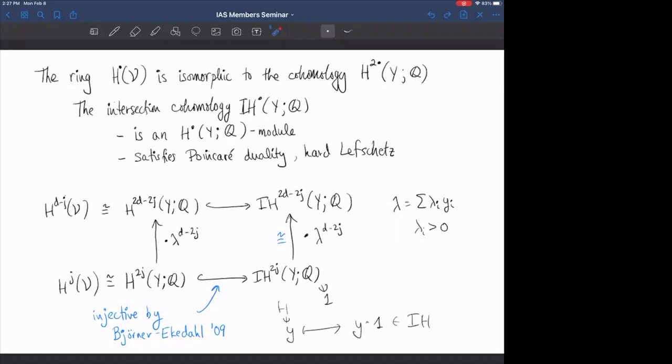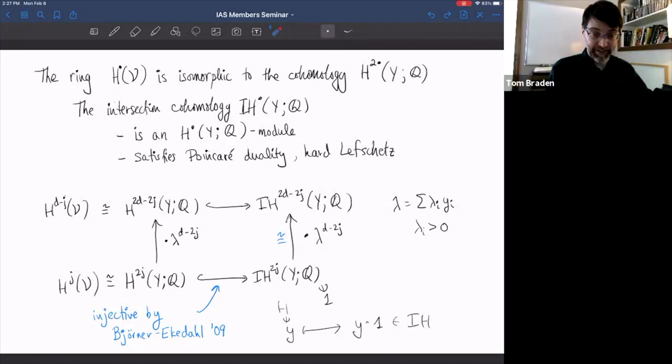Tom, quick remark: this injectivity shouldn't follow from the purity of the cohomology. Yes, it's a statement about mixed Hodge theory that gives that. But anyway, Björner and Ekedahl is the place that I've seen it written out. This argument may have occurred elsewhere.